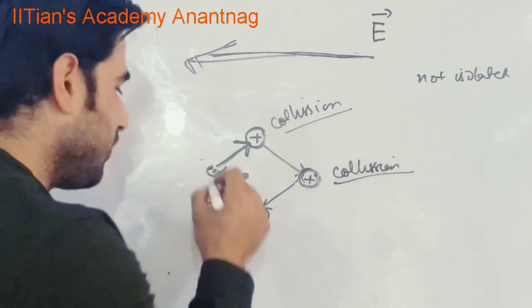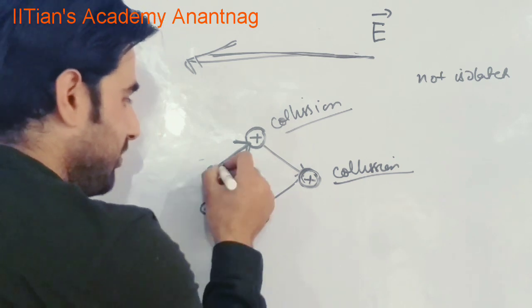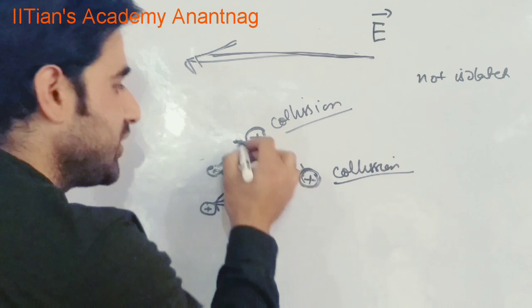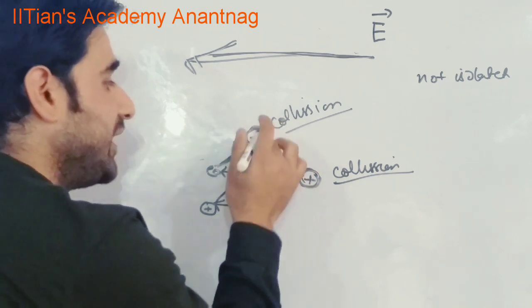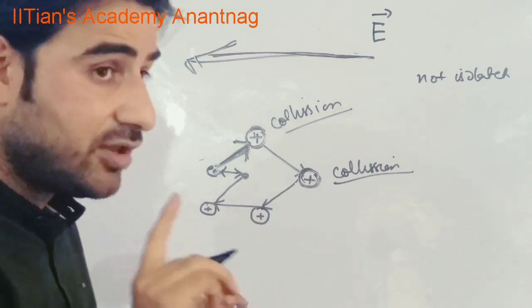Now see, electron was like trying to get drifted, but its drift motion, जो इसका सपना था drift होने का, वो यहीं पे खत्म हो रहा है, because it is colliding with positive ion and coming to rest. मैंने पहले ही बोला, there will not be any acceleration.